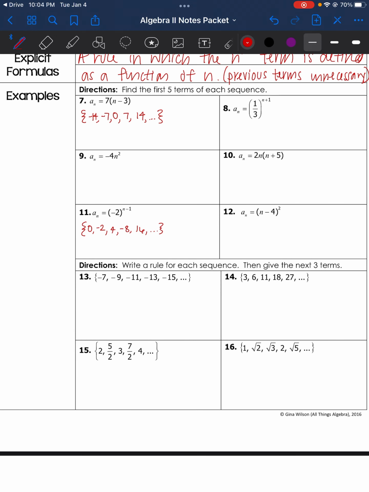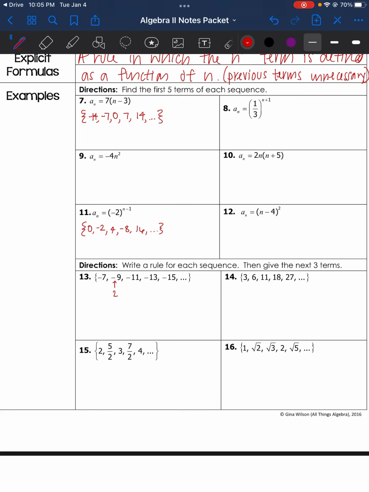Okay, write a rule for each sequence. Remember these are going to be related to the spot in line that they are. So this one is going to be related to 1, this one's going to be related to 2, this one's going to be related to 3. So how do we use those numbers 1, 2, and 3 to get to negative 7, negative 9, and negative 11? Notice how we're getting more negative as it goes on. So let's look at 2 and negative 9. How can we use 2, what can we do to 2 to get negative 9?